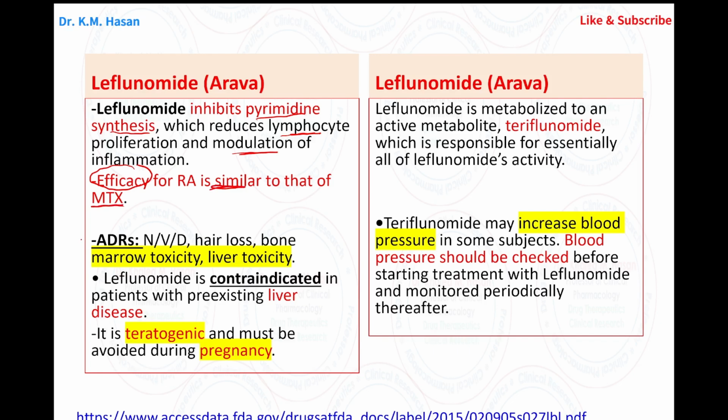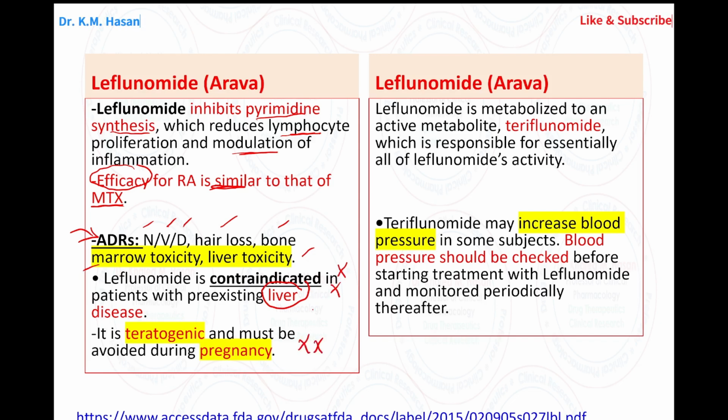Is there any side effect from Arava? Popular side effects: the patient may suffer from nausea, vomiting, diarrhea, hair loss, bone marrow toxicity, liver toxicity. If the patient suffers from liver disease, it's not allowed to use leflunomide. Leflunomide is teratogenic, it must not be used during pregnancy.